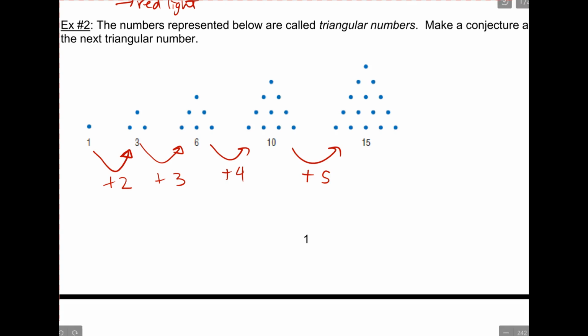What will the next one be? It's going to add 6 to 15. So 15 plus 6 is? I don't know. All right, so our conjecture, our educated guess, our idea: we see a pattern emerging, so based on the past pattern, we can predict the future. So our conjecture is the next number is 21.